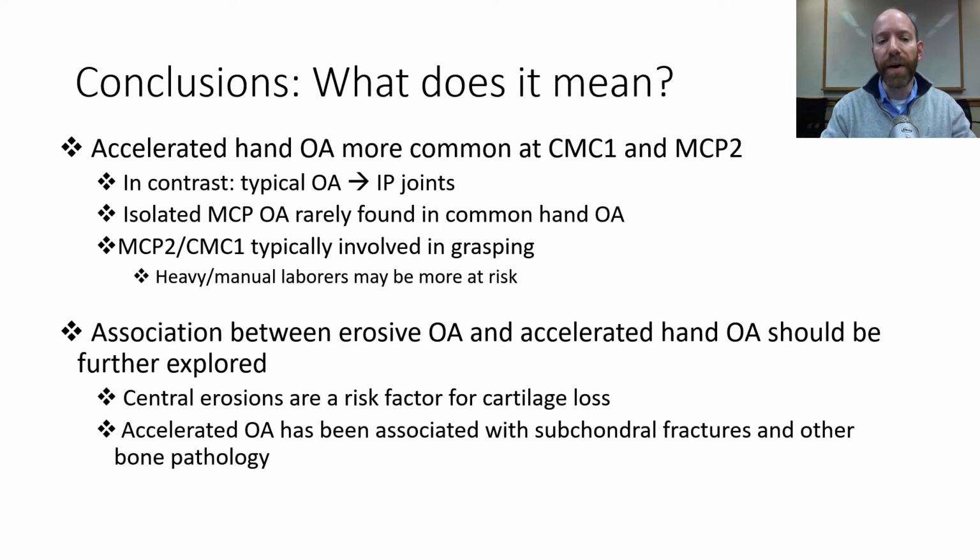This leads to a potential hypothesis that accelerated hand osteoarthritis may be related to certain occupational exposures. Associations between erosive OA and accelerated hand osteoarthritis also warrant further exploration. It's been noted in the past that central erosions are risk factors for cartilage loss, and it's been observed in the past that accelerated osteoarthritis has been associated with subchondral fractures and bone pathology. Therefore, it's interesting to question what commonalities and what common pathways may be influencing both the development of erosions and accelerated osteoarthritis.